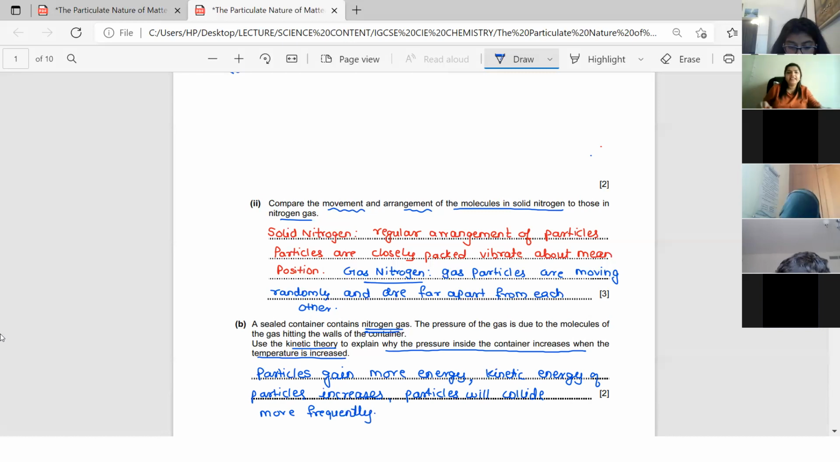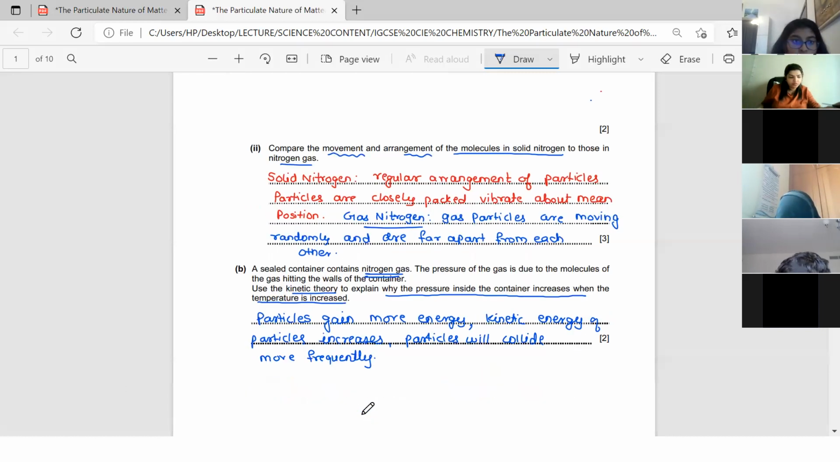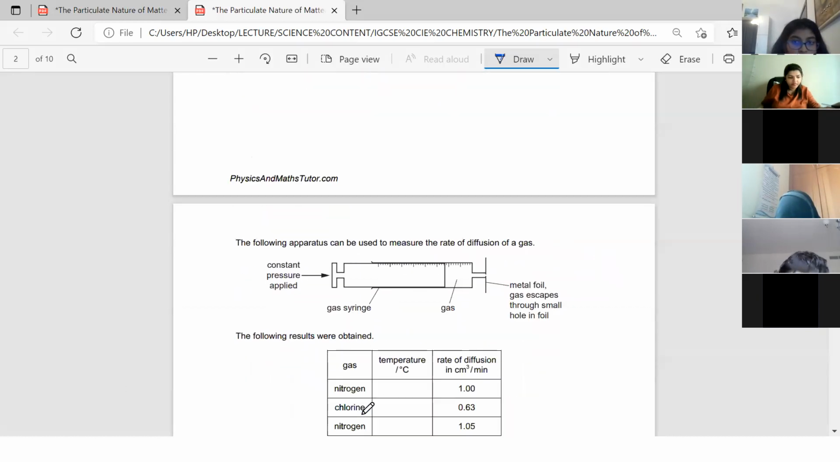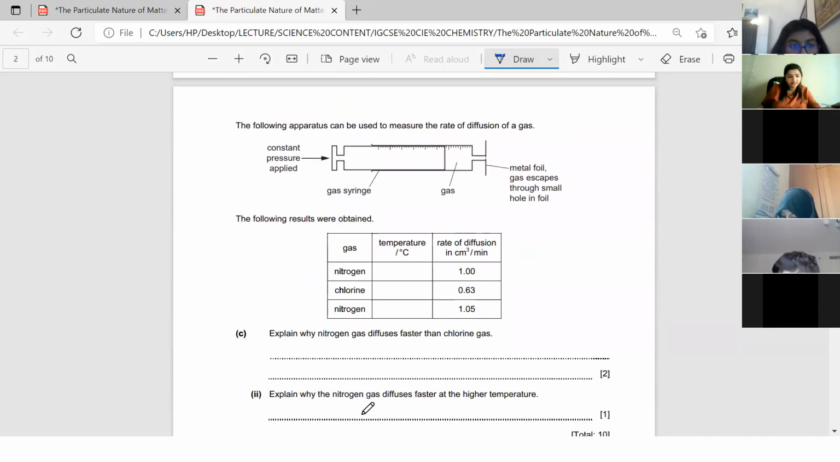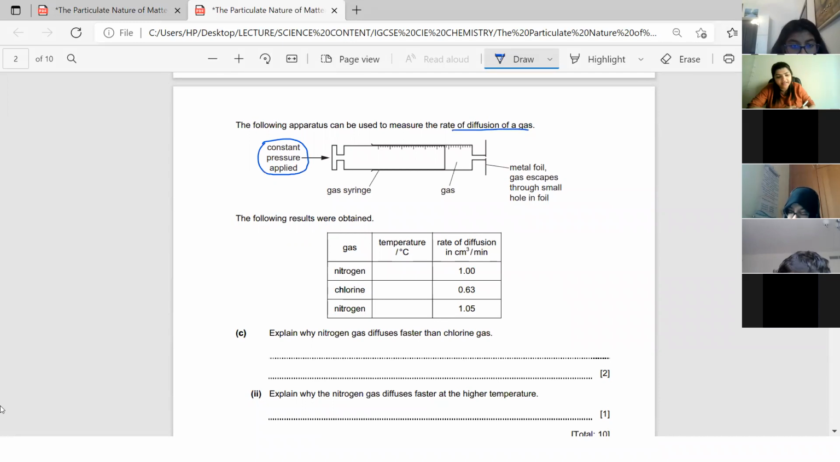Okay, and let's do the last 2 parts. Now this is the apparatus. This apparatus can be used to measure the rate of diffusion. This is the gas syringe. There is a constant pressure applied. There is a metal foil so that the gas escapes through a small hole in the foil. Over here the temperature is 30 degrees Celsius, and over here it is 38 degrees Celsius.